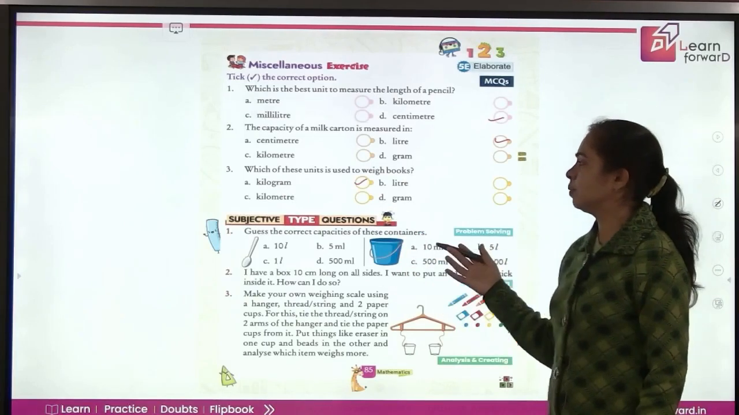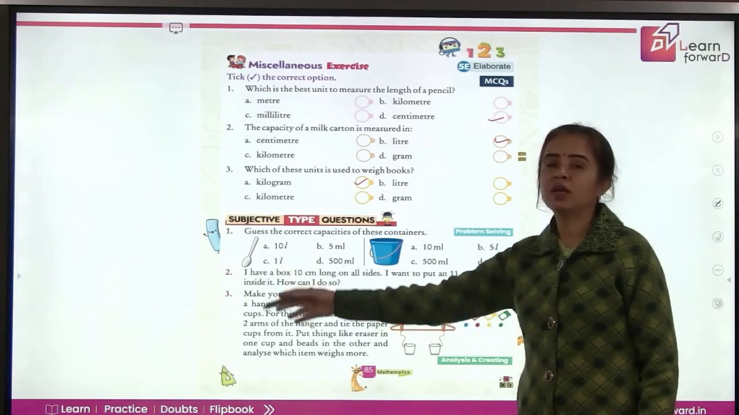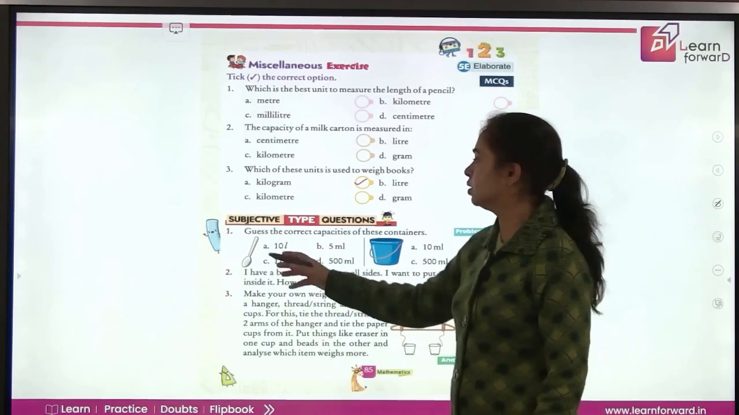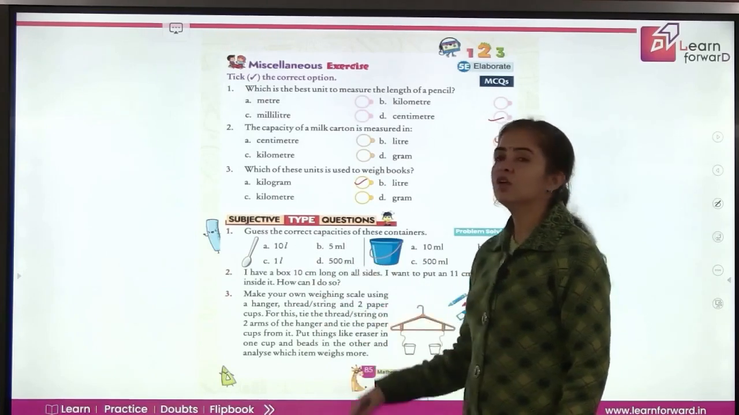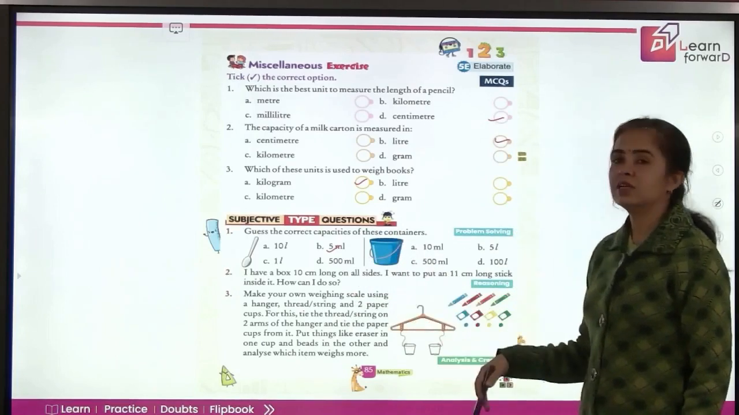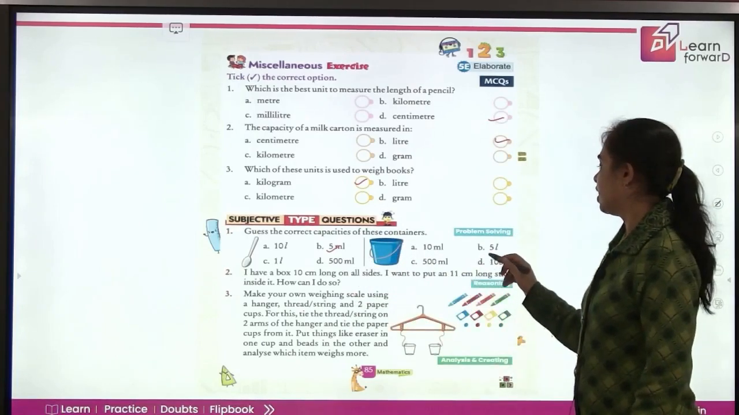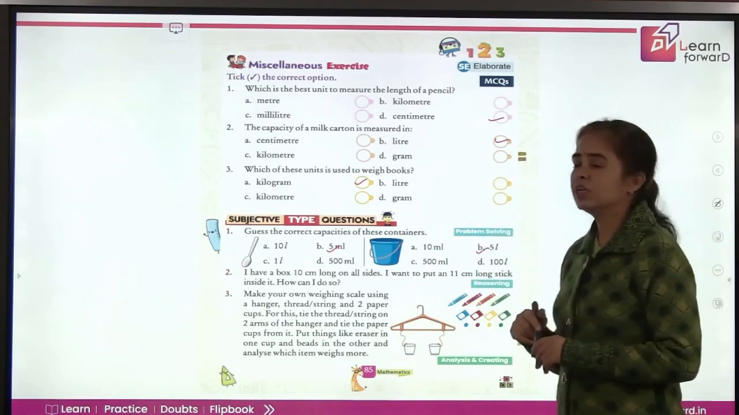Now, subjective type questions. Guess the correct capacity of these containers. So, what do you think? How much liquid can be put in this one spoon? 10 liters, 1 liter, 5 milliliter or 500 milliliter? Just 5 milliliter. And what about this bucket? You can have 5 liters. 100 liters will be too big for your storage tanks now.